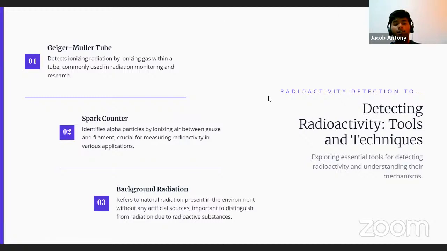Last but not the least, we have background radiation. It refers to natural radiation present in the environment without any artificial sources. And it is important to distinguish it from radiation due to radioactive substances. Now, it is natural radiation that is all around us. It comes from a variety of sources, for example, the sun, the earth, and even some rocks and foods. This radiation is usually at very low levels and is normal and harmless. It is called background radiation because it's always there in the background of our environment, whether we realize it or not.